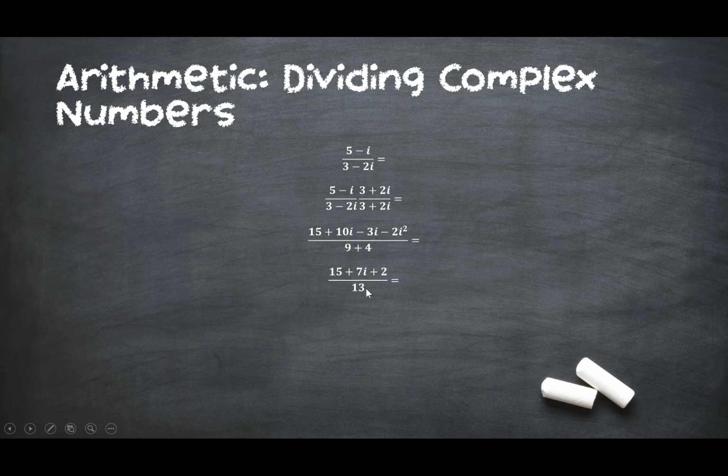All right, the last thing to do is clean up the top. Hopefully we can all see we get 15 plus 2 is 17, plus 7i, divided by 13. Again, the instructions will say to put it in a plus bi form, so all we do is break that apart and write this as 17 over 13 plus 7 over 13 i.